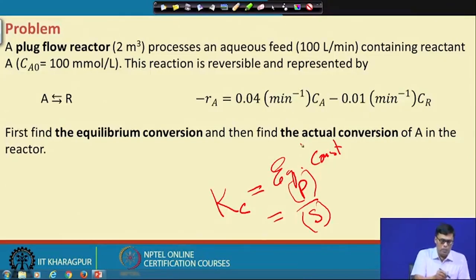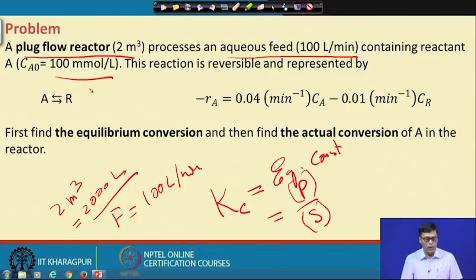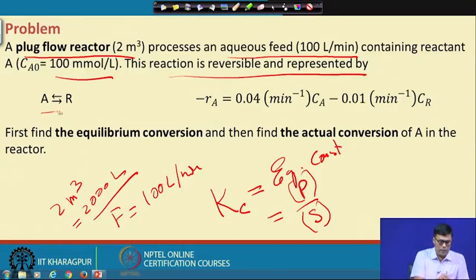Now, this is a plug flow reactor of capacity 2 cubic meter. 2 cubic meter means what? 2000 liters. Am I right? The aqueous flow rate is F equal to 100 liters per minute, containing the reactant, CA0, which is equal to 0.1 mole per liter. This reaction is reversible and represented by this.